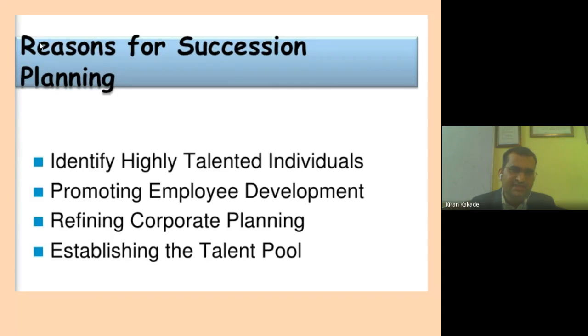And once you identify the business case, as I have already told you, then you try to establish the talent pool with the help of identifying the potential employees, then planning for their career growth or development plan, filling that gap.